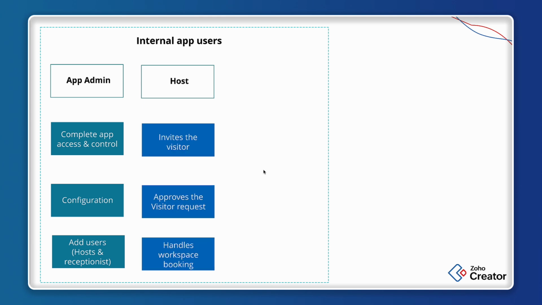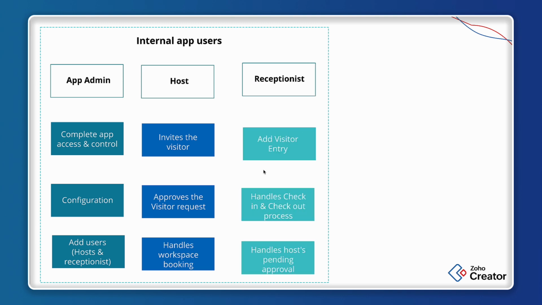And next comes the host. The host will send invites to the visitors, approve the visitor's requests, and then handle the workspace booking as well. As mentioned, in case a space is required for attending the meeting, the workspace booking and cancellation is handled by the host. And third comes the receptionist or the security. Whenever the visitor gets into the premises, in front of the gate, there will be a receptionist or security who would add the visitor's entry, handle the check-in and check-out processes, and in case the host is not available, handle the host's pending approval as well.